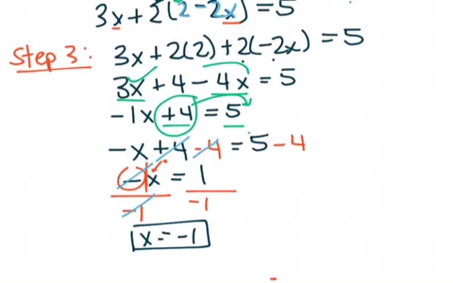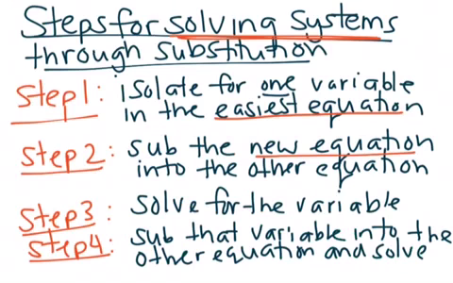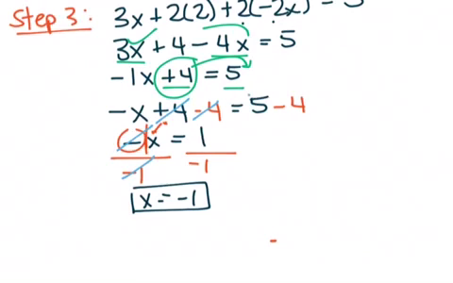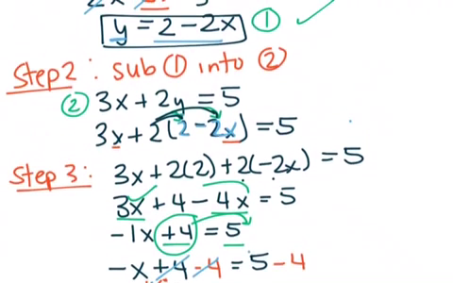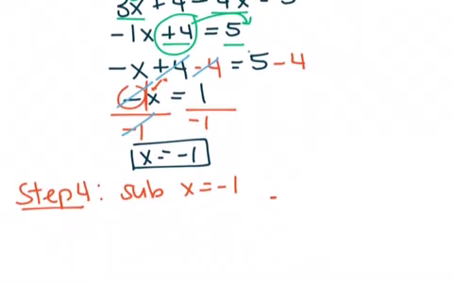Let's check back with step number 4 now. Step number 4, our final step: sub that variable into the other equation and solve. So let's write step 4. We're going to sub this new equation, so x equals negative 1, into the other equation. Let's check what the other equation is. Well, here we subbed it into 2. So here we must be subbing into 1.